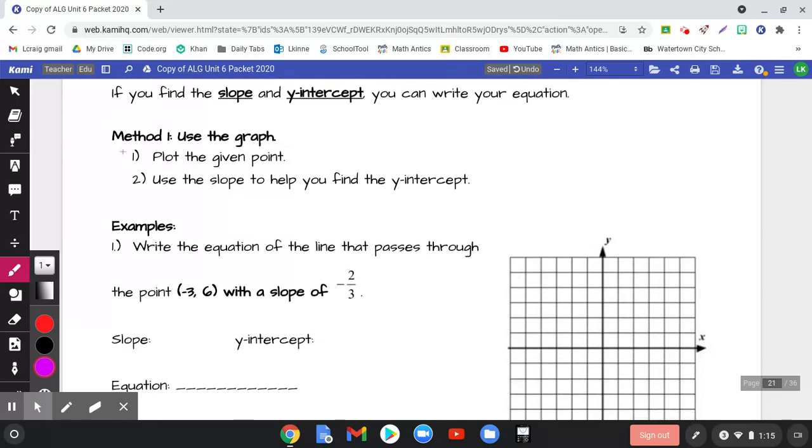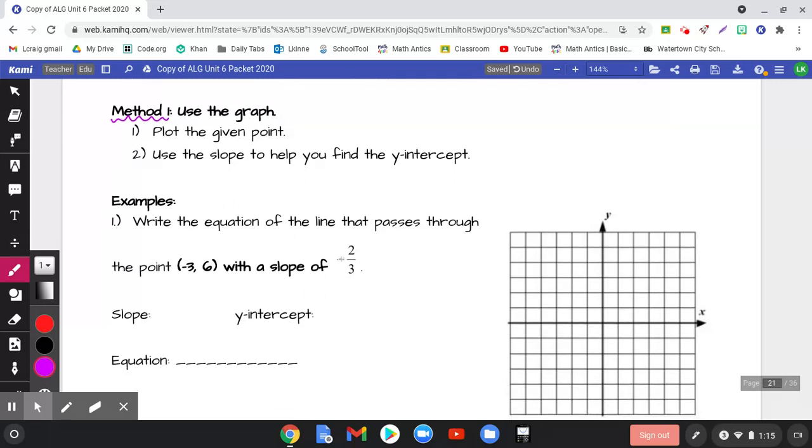So the first thing that you're going to do, there's basically 3 different methods to do this. Today we're just going to focus on method 1, which is using the graph. So I'm going to give you a point and the slope and ask you to write the equation. Now, you can't write the equation without having the slope and the y-intercept. For this example, we have the slope, but we don't have the y-intercept. And no, it's not 6, right? It's where it crosses the y-axis.